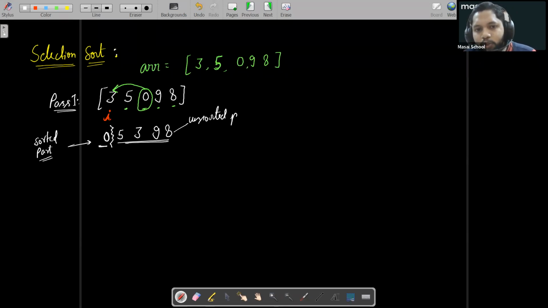This is my unsorted part. Okay, so after pass 1, my first element, my lowest element, found its correct position. Now again I will move to pass 2. For pass 2, I will again check. Now my eye will shift to this point and I will again check from here.